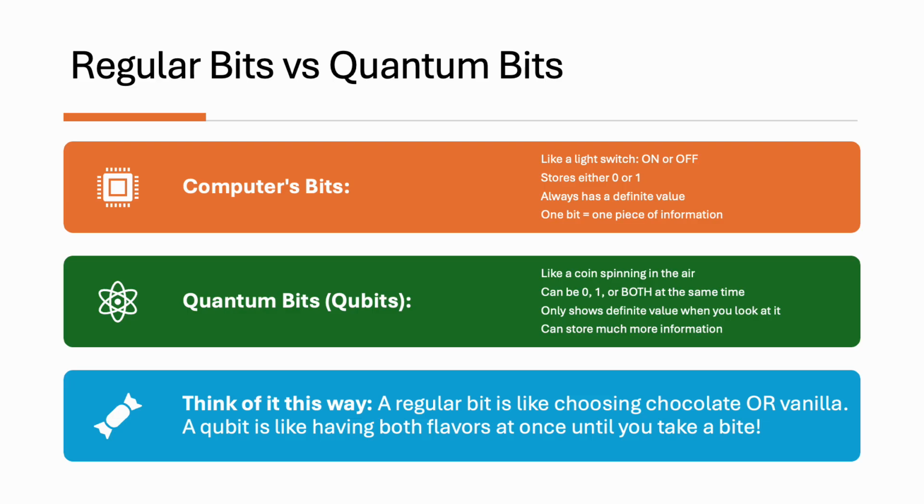Now, quantum bits or qubits work completely differently. Instead of being definitely on or off, a qubit can exist in a state of superposition, meaning it is somehow both 0 and 1 at the same time. I know this sounds impossible, but it is a real phenomenon in quantum mechanics. Think of it like a coin spinning in the air, as we have discussed earlier. While it is spinning, it is not heads or tails, it is both.